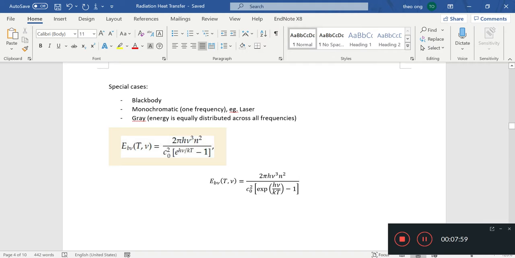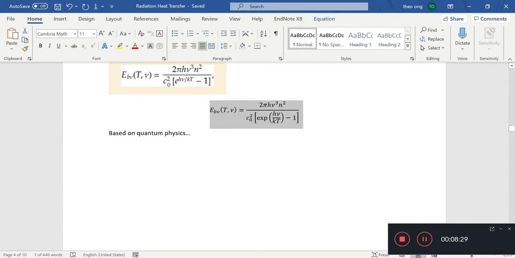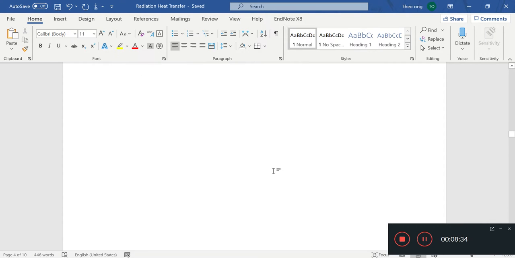So the spectral Blackbody emissive spectrum. Remember, it's just based on quantum physics. So what was the quantum physics just now? I have already explained to you. Atoms and molecules can only take on certain discrete energy levels, and that's how the formula was derived. I'm not going to derive the formula from scratch here. It's going to take too much time and frankly is not very relevant to us as engineers.